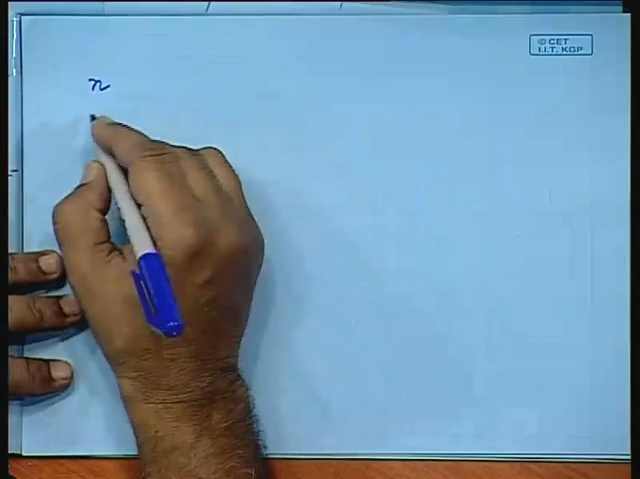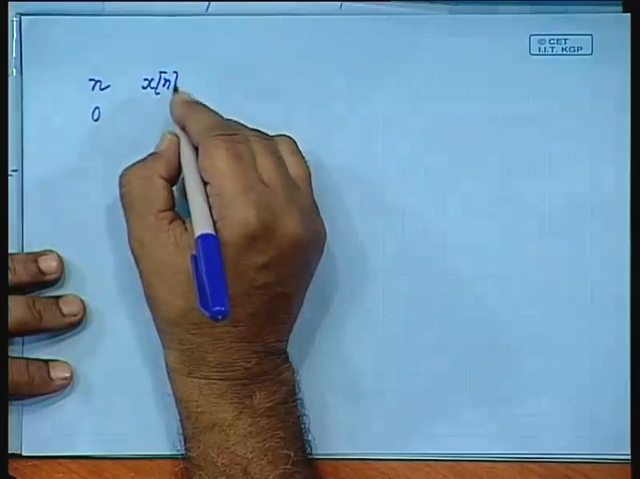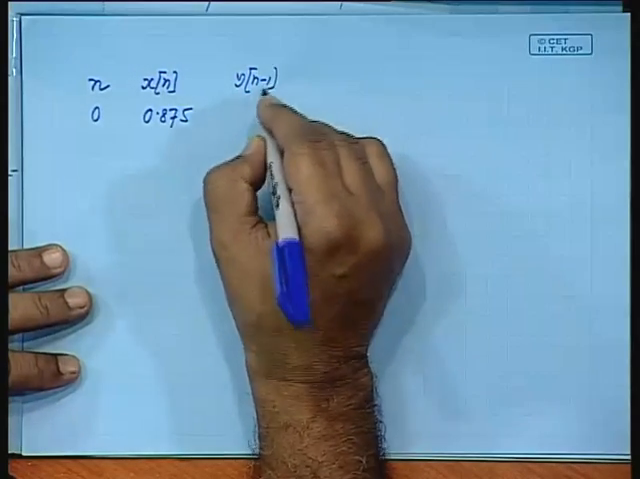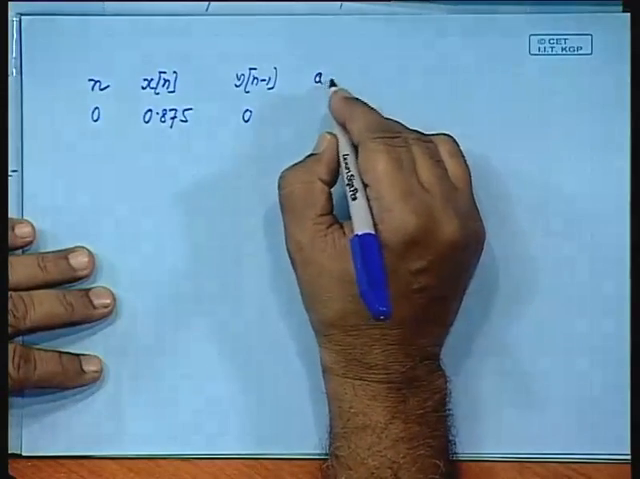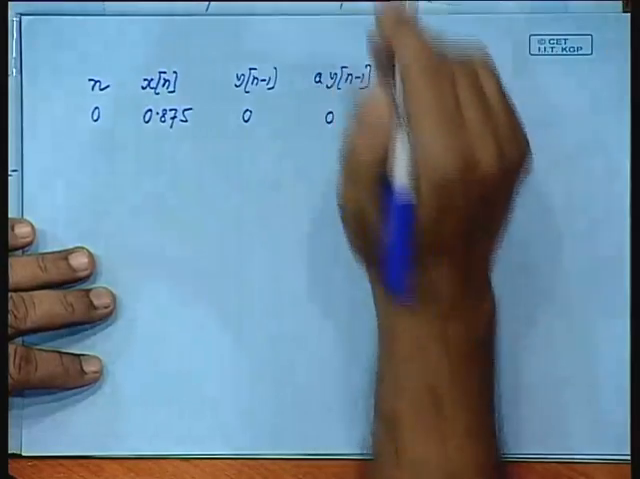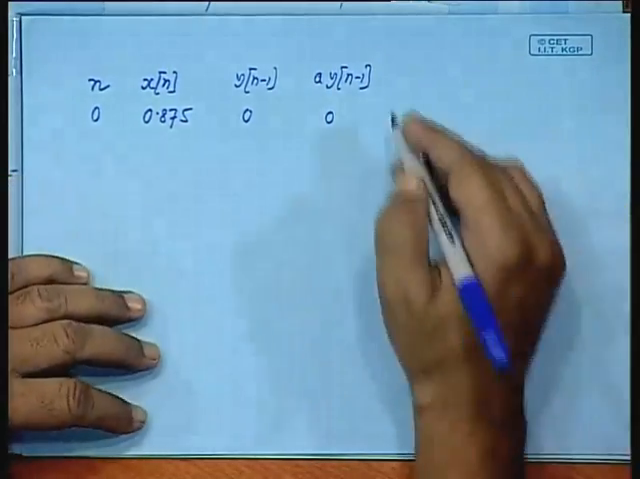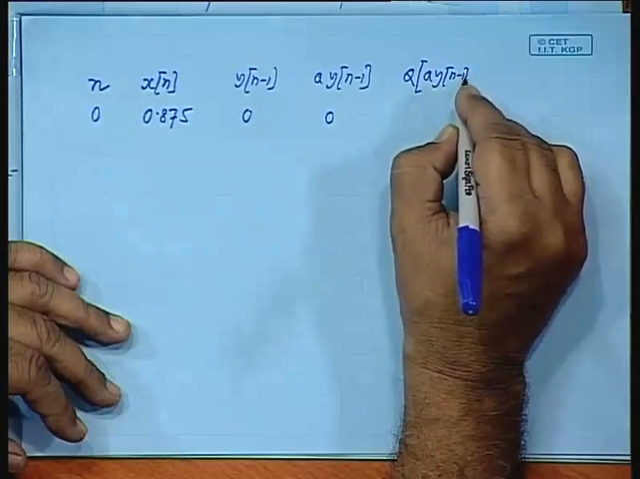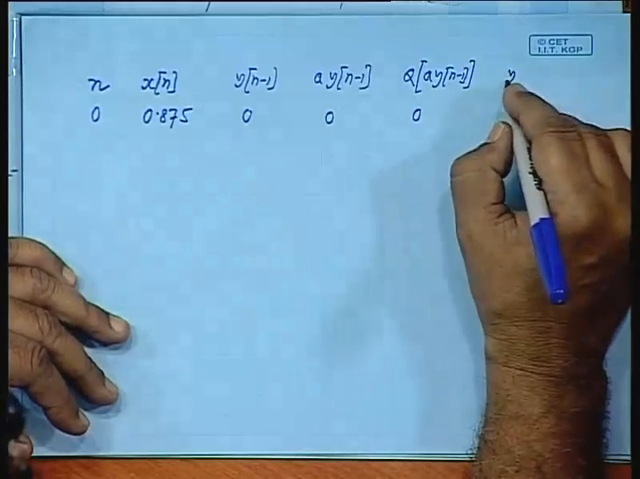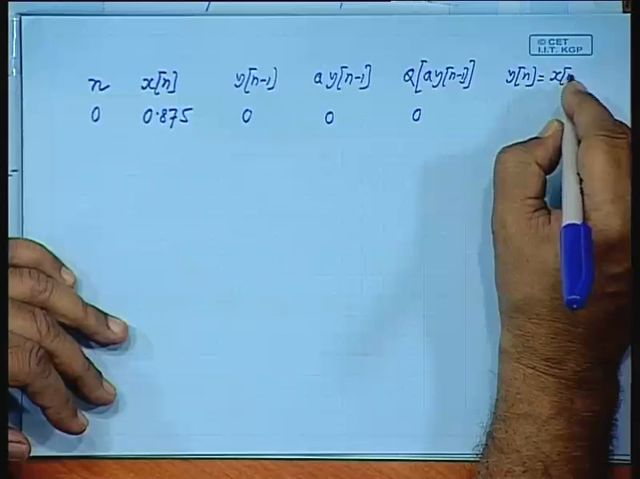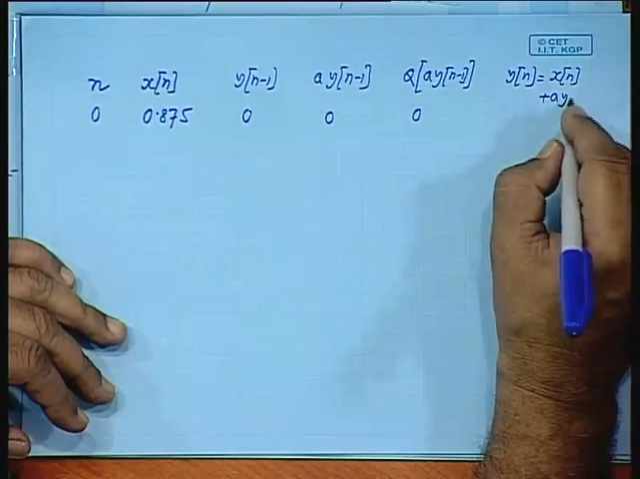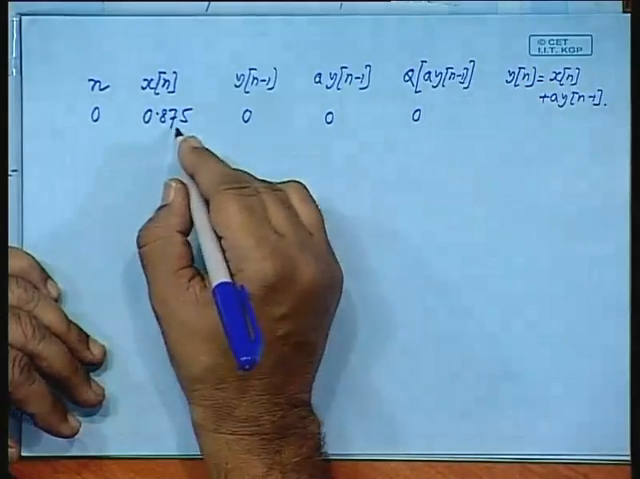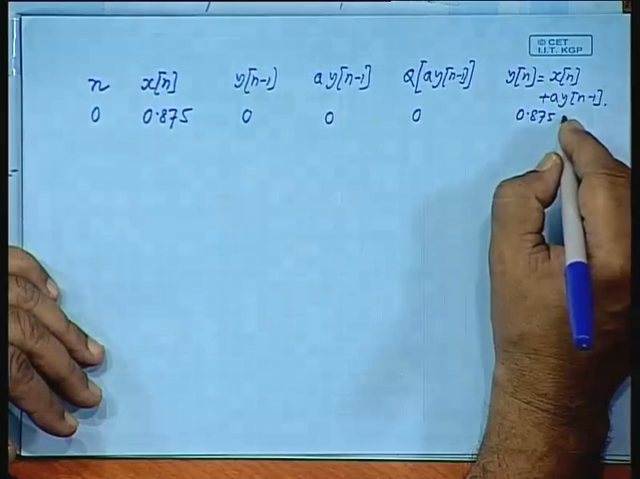This is n 0, this is x n which is 0.875, then y n minus 1 which is 0, A times y n minus 1, that is also 0. We have started with initial value 0, then the quantized value of this quantity A y n minus 1, that is also 0, then y n which is x n plus A times y n minus 1. Let us see what will be the final output. In the first case, it is 0.875. One may write this as 7 by 8.